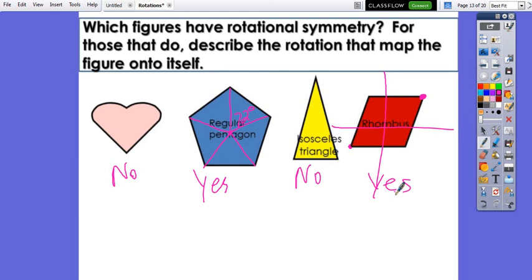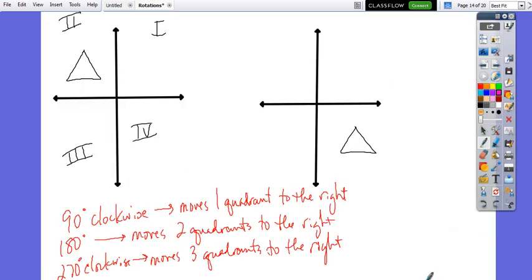All right, let's stop this thing. Okay, so we've got a triangle that's in the second quadrant. If we move this thing clockwise 90 degrees, it's going to move one quadrant to the right. So what quadrant would it be in? Quadrant 1. It would look something like this. Okay? If I move that triangle 180 degrees, it's going to be two quadrants to the right, if it's going clockwise. And it would be down here, and it would look something like this.